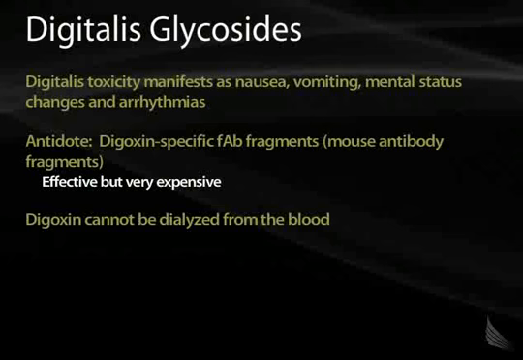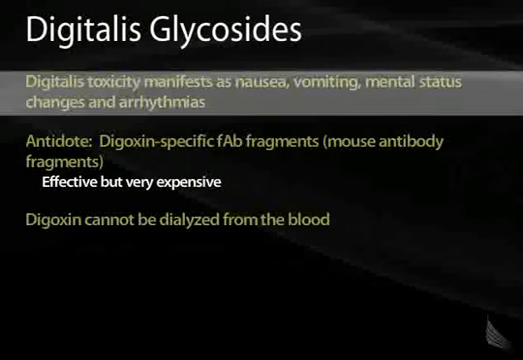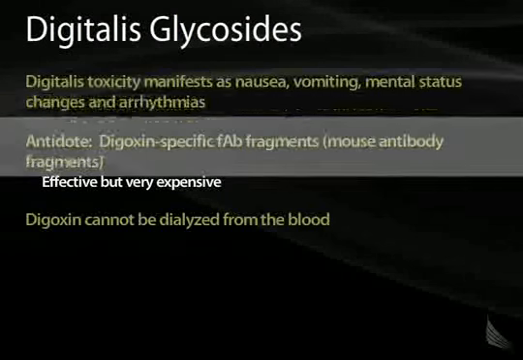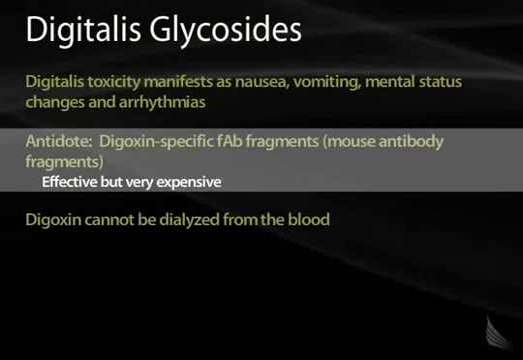Digitalis toxicity is something that's becoming less common because we're using digoxin and digitalis less commonly these days for cardiac arrhythmias and congestive heart failure. It does still occur, however, and it's very important that you understand how to treat digitalis toxicity. It manifests usually as nausea, vomiting, mental status changes, and arrhythmias in general. There is an antidote to digitalis. It's called DigiFab, or digoxin-specific FAB, which is an antibody fragment that binds digoxin and removes it from the body.